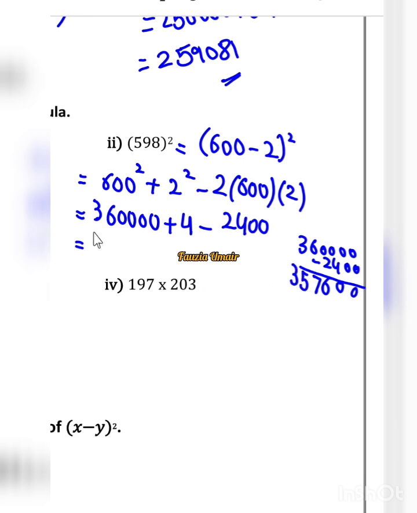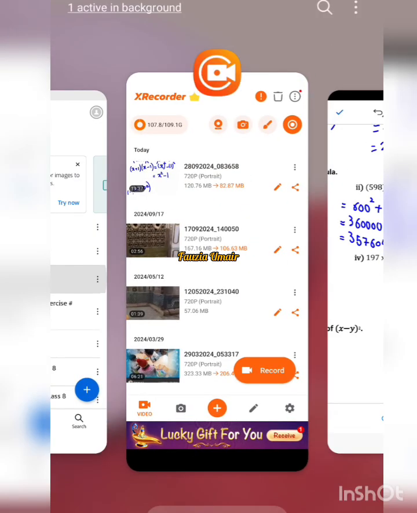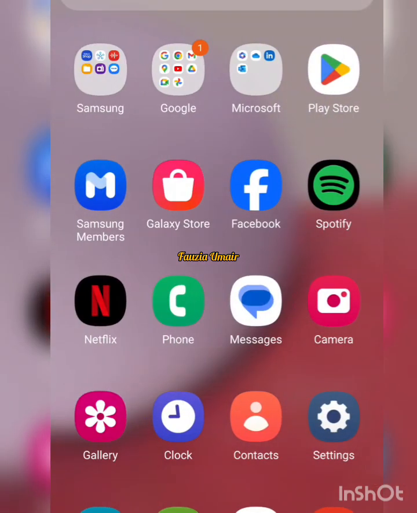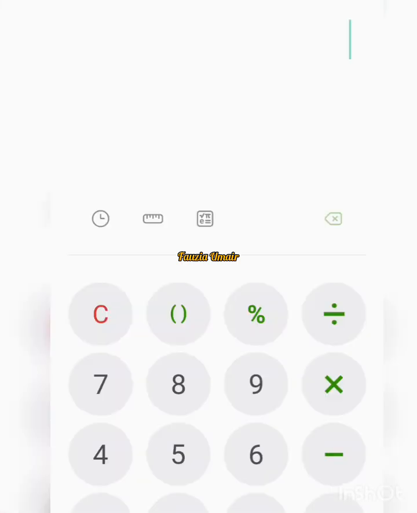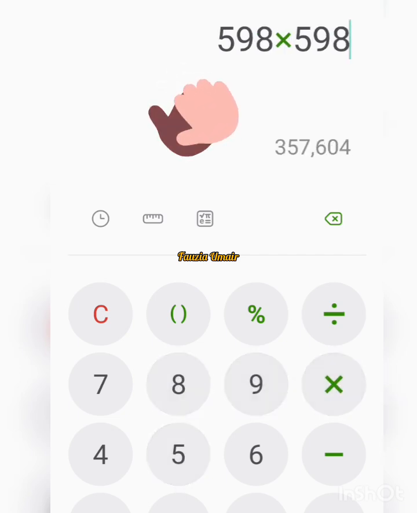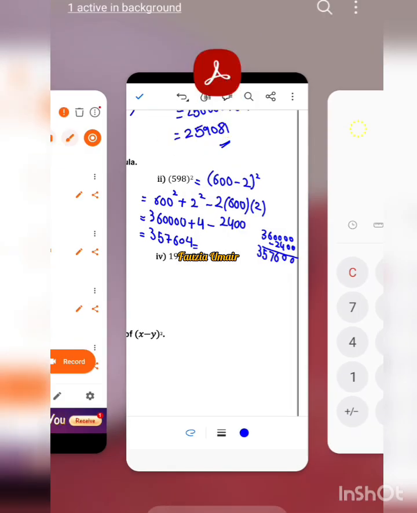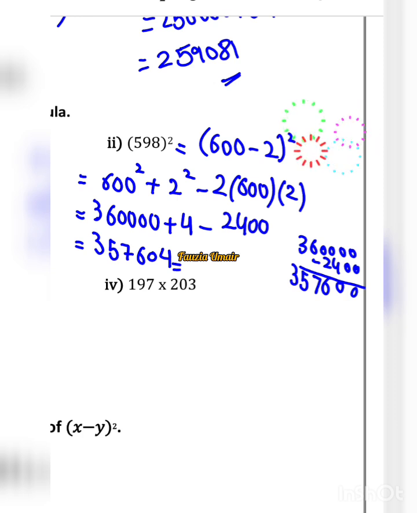So now if I add 4 to this, it would be 357,604. This is your answer. Let me quickly verify for your sake what 598 square is. So I can quickly check. 598 multiplied by 598. You can see this is your answer, 357,604, and this is the same answer. So you can see the calculation is quite easy.